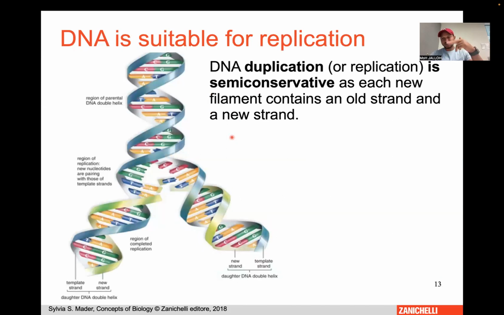So we'll just try to go through this. We'll go through them in detail, how DNA replication occurs and so on. DNA can undergo a process called replication. That is, DNA duplication is semi-conservative, as each new filament contains an old strand and a new strand. So DNA can go through the process called replication. It divides and gives rise to a new DNA.